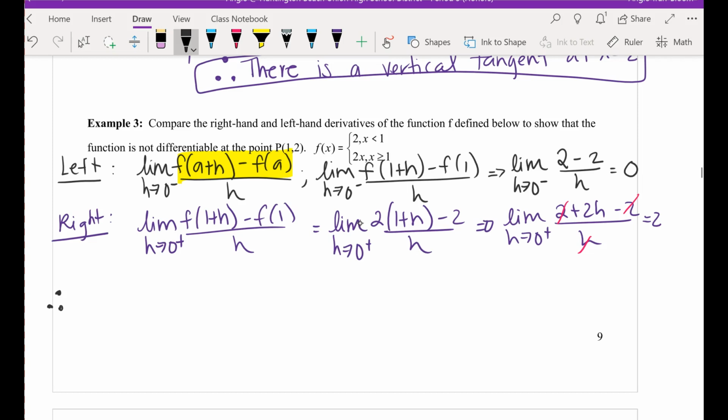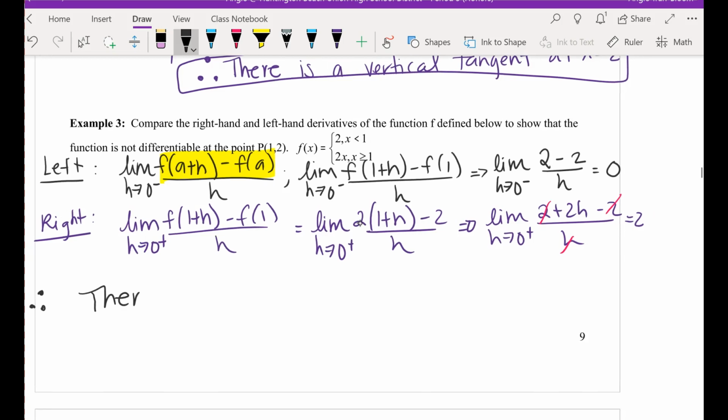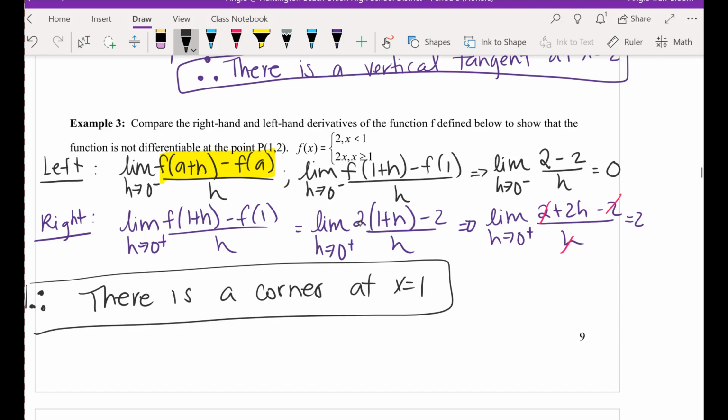Trey says a corner? Is there a corner? Read the definition of corner. Corner says what? Oh, are they different? Yeah, they exist. They're different. So there is a corner at x equals 1. Yes, Trey, you want to say it? Yes, I got that right.